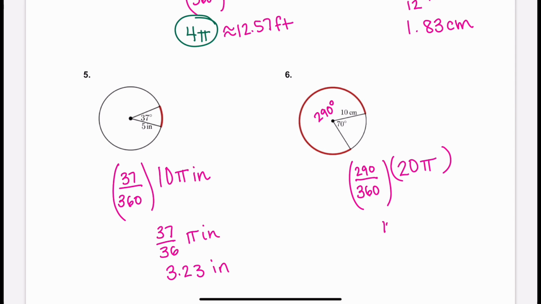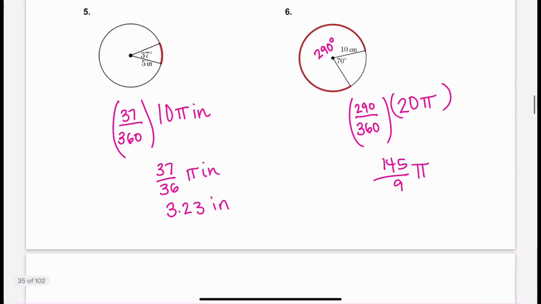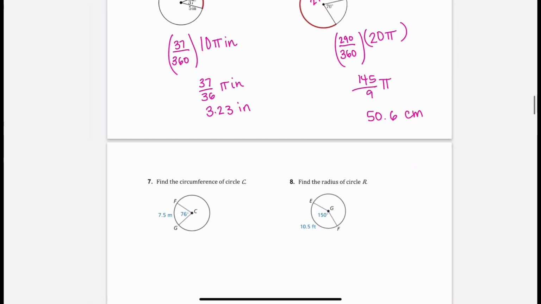That gives me 145/9 pi. That would be the exact answer. If I want a decimal approximation, I'm going to have 50.6 centimeters. That's how long approximately it would be if I took a tape measure and wrapped it around, or a string and measured it for that piece of the circumference.